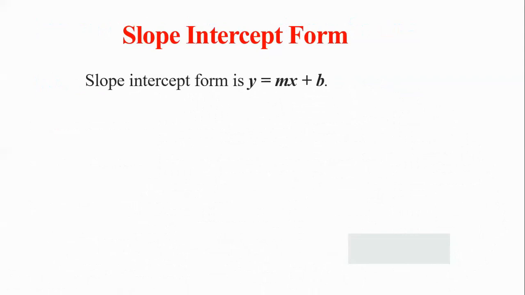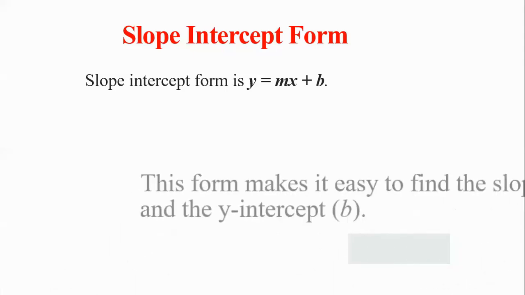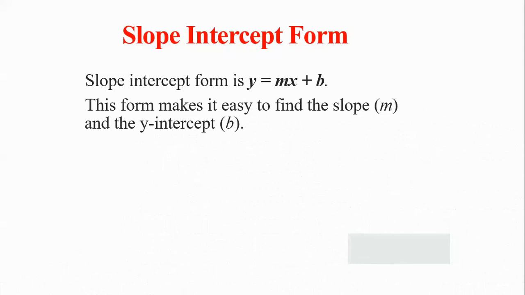So what is the slope-intercept form for those of you that weren't here for the beginning lessons? The slope-intercept form is the formula y equals mx plus b. And this particular form makes it easy for us to find the slope because we know that the slope is represented by the letter m and the intercept is represented by the letter b. And this particular intercept would be the y-intercept.